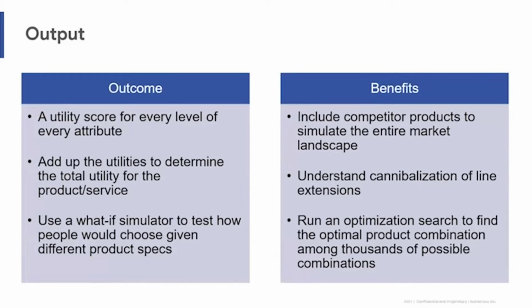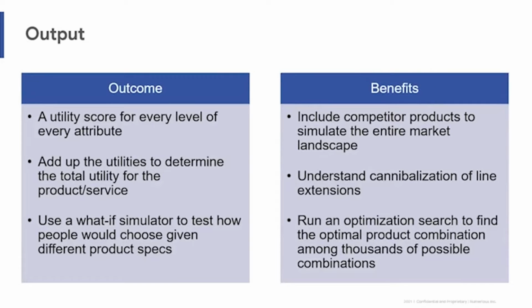You can start to think about some of the benefits of this methodology in the fact that we can put competitor products into this what-if simulator, simulate the entire market landscape, and then really understand how our product would do against the competition. If we already have a product on the marketplace and we want to figure out if people are going to buy this new version, we can actually use conjoint analysis to understand if there's going to be cannibalization of our line extension.